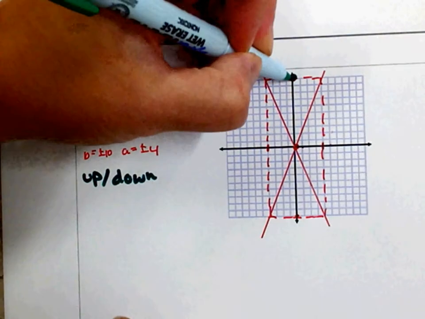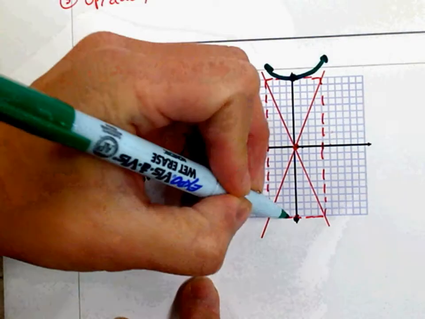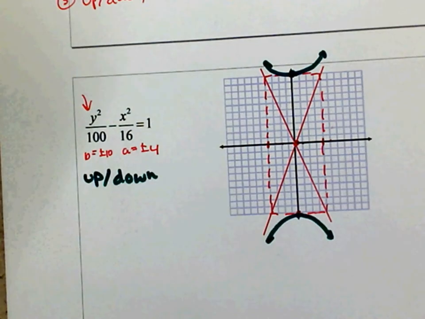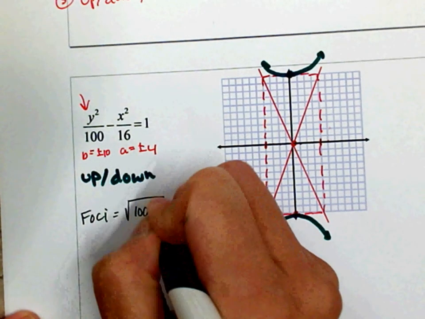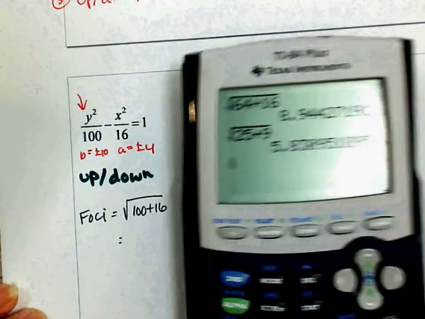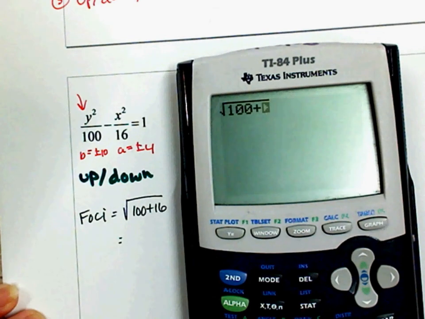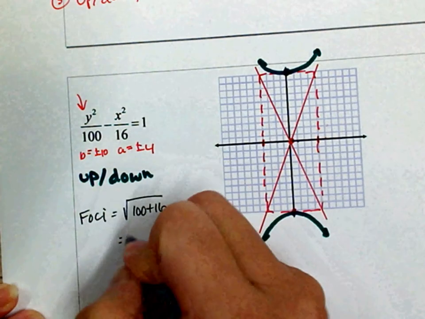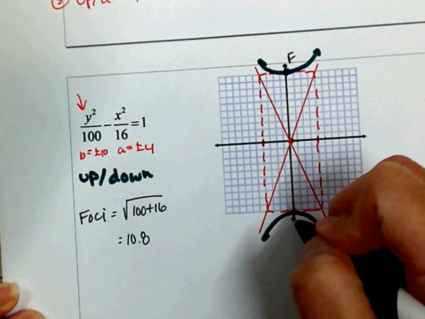And my graph is going to go as close to the asymptote as possible without crossing it. Don't ever cross it, okay? Alrighty, where's your foci? Foci is square root of 100 plus 16. Oops, wrong one. Totally wrong. Okay, 100 plus 16, which is 10.7, 10.8. So you're going to go 10, a little bit above, there's your foci, 10, a little below, and there's your foci. Okay?